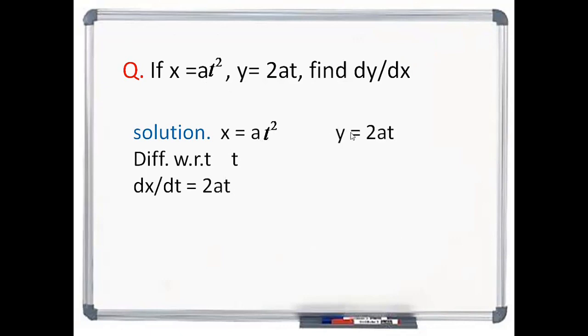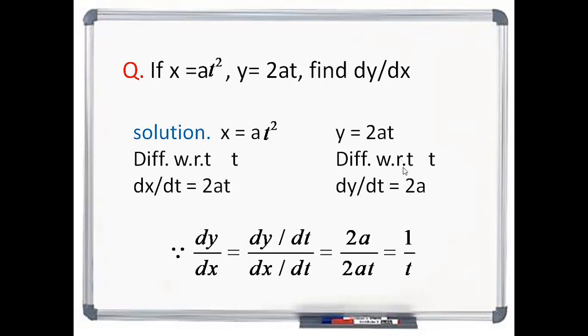Now another function is y equals 2at. So again we differentiate it with respect to t. So dy over dt is equal to 2a because the derivative of t is 1. Whatever the x works, the same variable t works here. So that's why the derivative of t is 1.